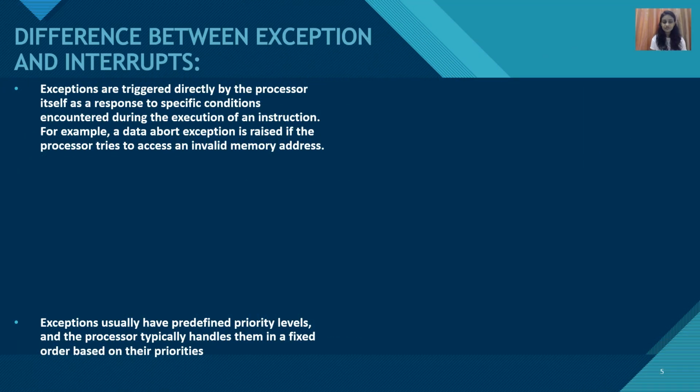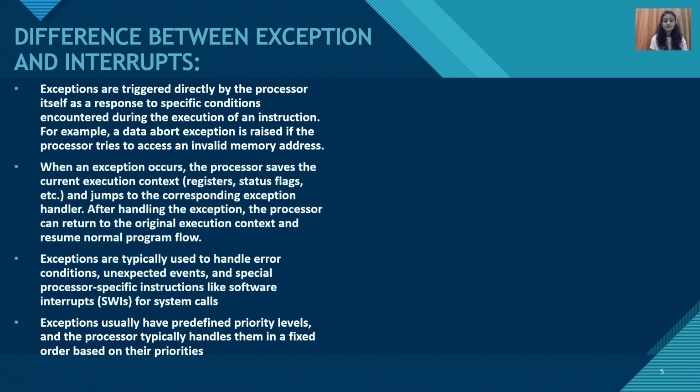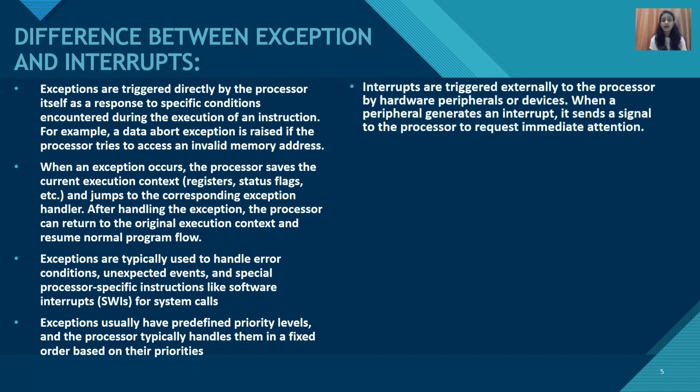Now let us see the difference between exception and interrupts. Exceptions are triggered directly by the processor itself, in response to specific conditions encountered during the execution of an instruction or a program. For example, let us take a data abort exception, which is raised if the processor tries to access a wrong or invalid memory address. Interrupts, coming to them, are generated externally to the processor by peripheral hardware or devices. When a peripheral generates an interrupt, it sends a signal to the processor so it can take immediate attention.